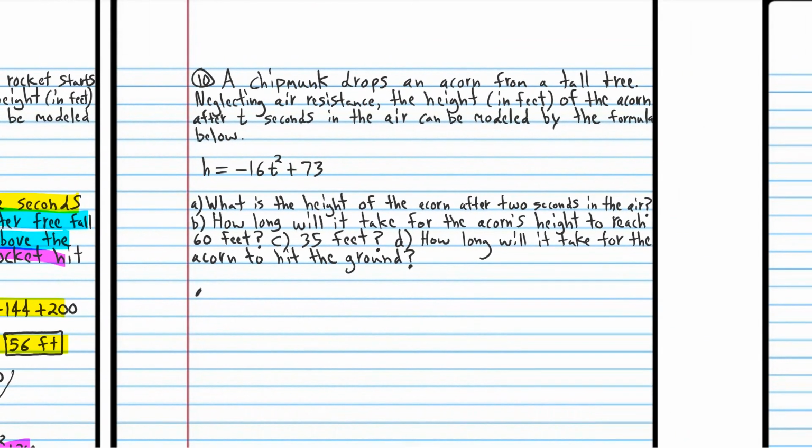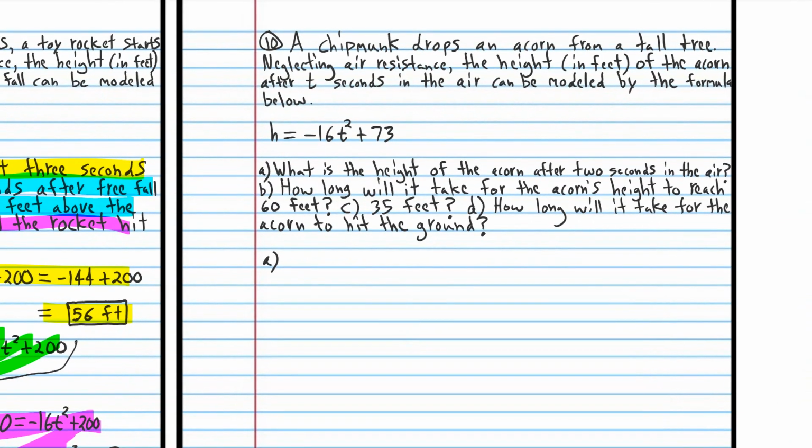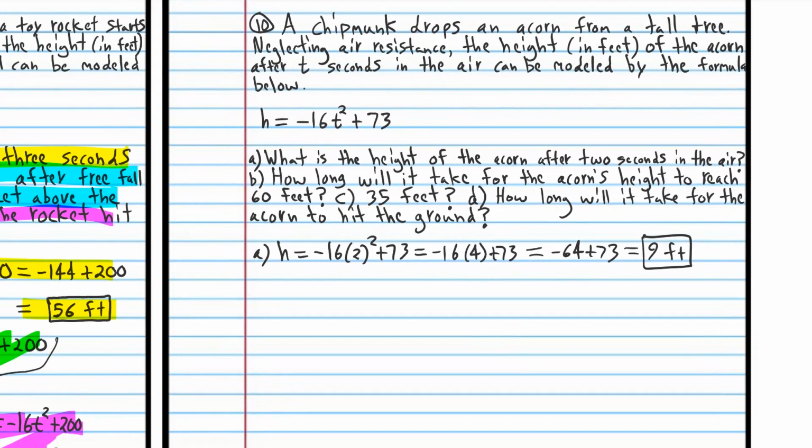So part A, I'm going to try to write smaller this time. What is the height of the acorn after 2 seconds in the air? So all we have to do is just plug in 2 to t. So negative 16 times 4, use PEMDAS, and negative 16 times 4 is negative 64. Negative 64 plus 73 is 9, so it looks like it's going to be 9 feet. So part A would be 9 feet.